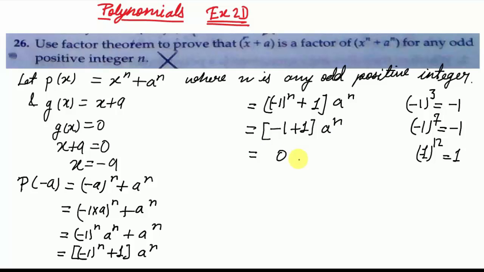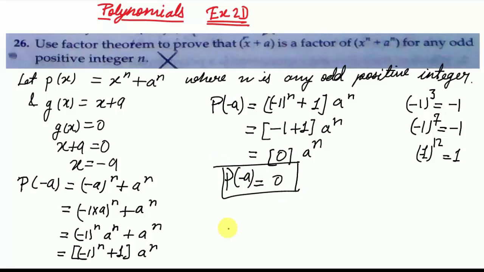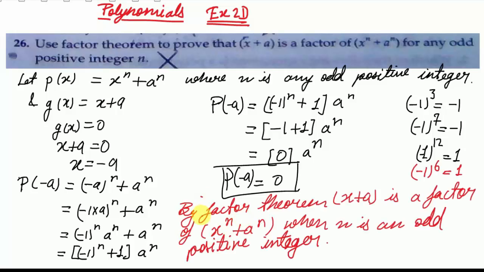So this equals 0 into a raised to the power n, which is 0, and p(minus a) is equal to 0. So by the factor theorem, x plus a is a factor of x raised to the power n plus a raised to the power n when n is an odd positive integer. Here the value of p(minus a) came out to be 0, so it is a factor.